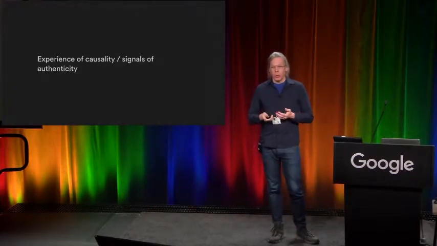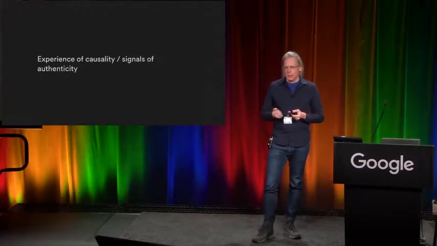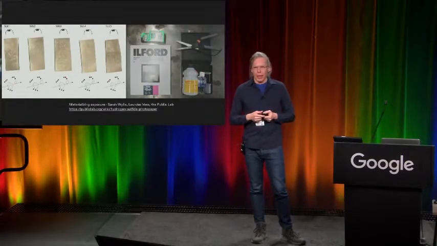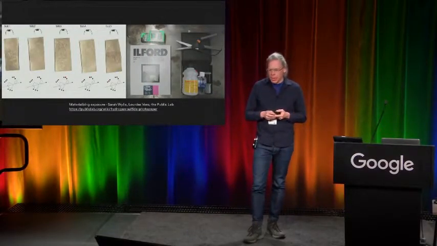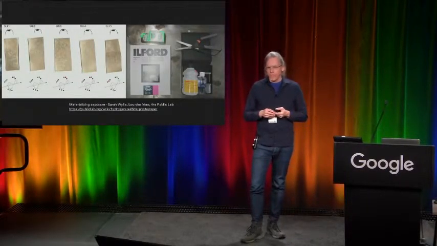One of the first, most prominent goals is to make it possible to experience causality, because traces are always very connected to causality, or to use traces as signals of authenticity. So I'm going to start with an example from citizen science, Public Lab here in Cambridge, very well known. One of the co-directors, Sarah Wylie, is one of my colleagues at Northeastern. She works on this project, Materializing Exposure, where they use photo paper to measure the impact of fracking.